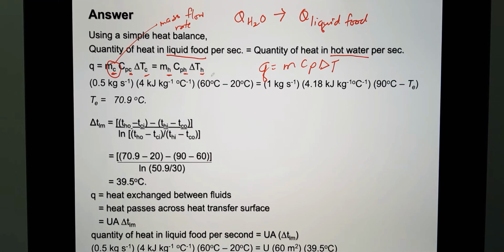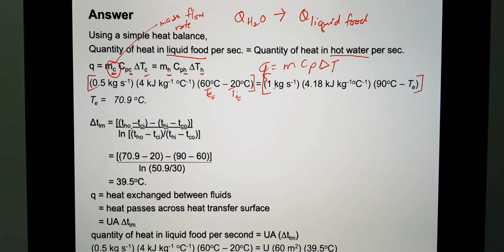And then for delta T, it has been given that the exit temperature of liquid food is 60 degrees Celsius and the T inlet for liquid food is at 20 degrees Celsius. So we have 60 minus 20 degrees Celsius. Alright, so this part is meant for liquid food. And then on your right hand side, this one is for you to calculate for the hot water.